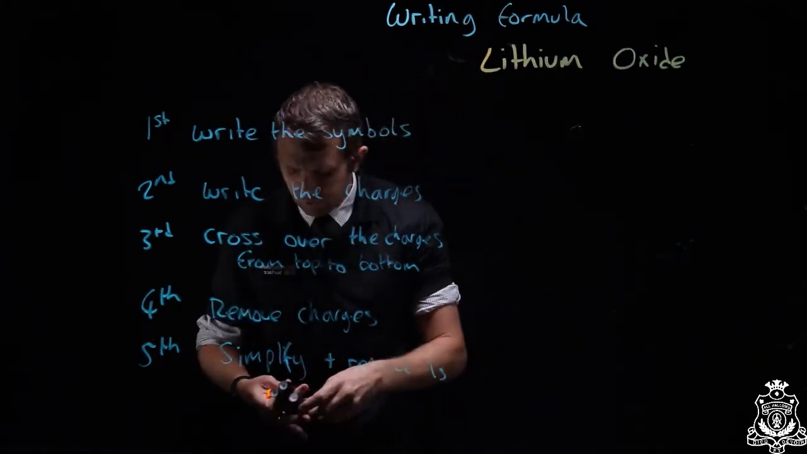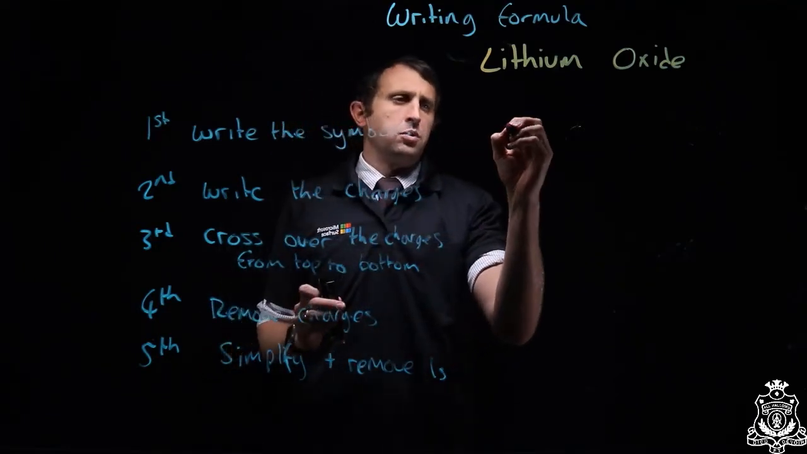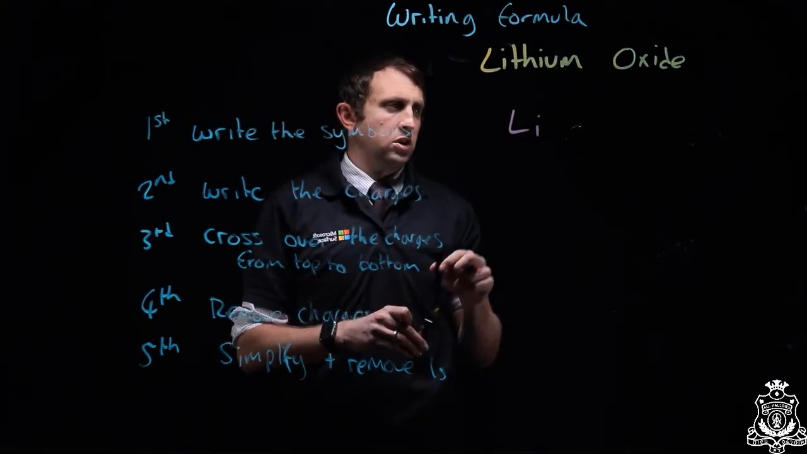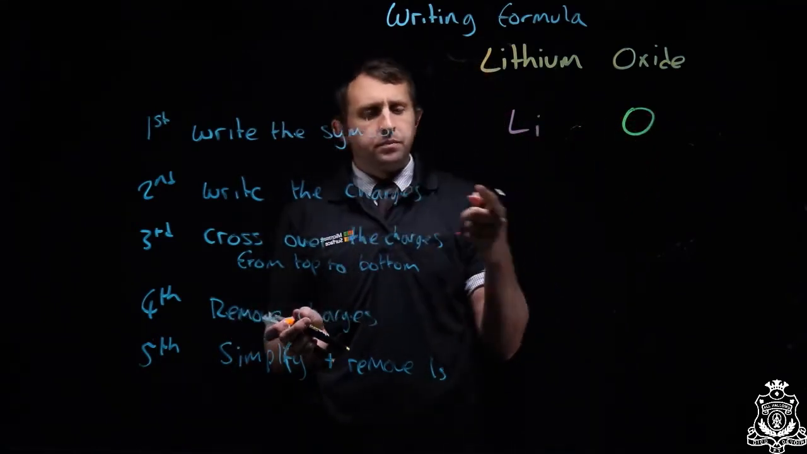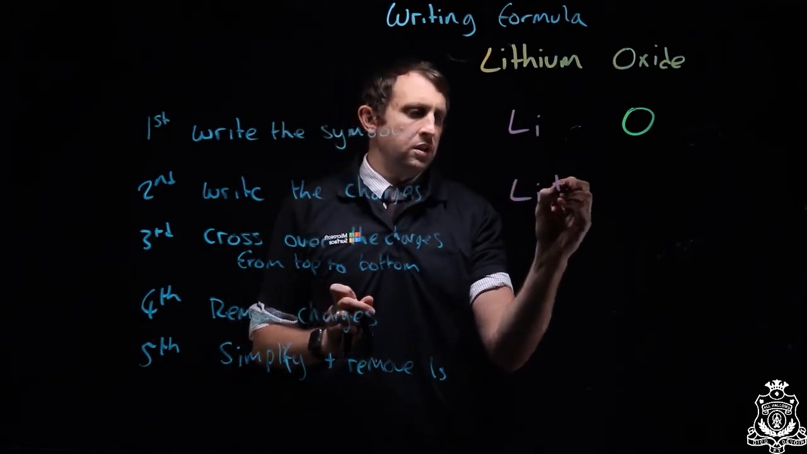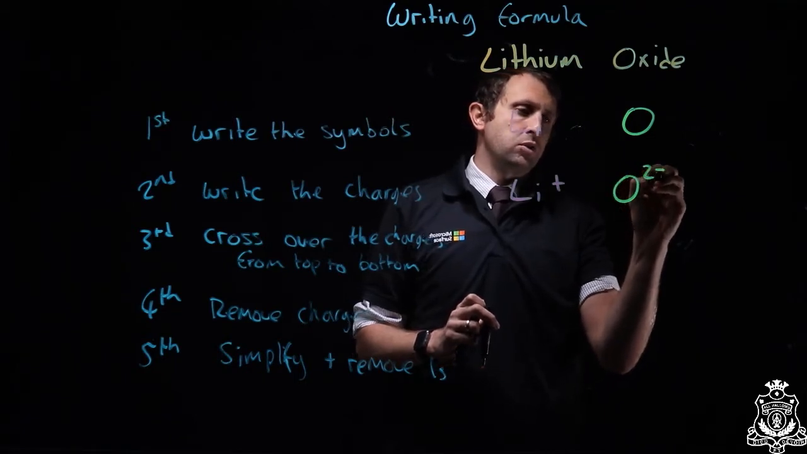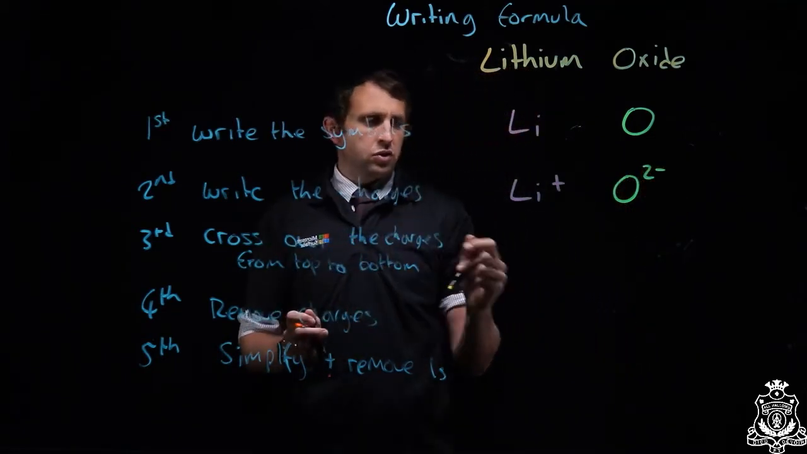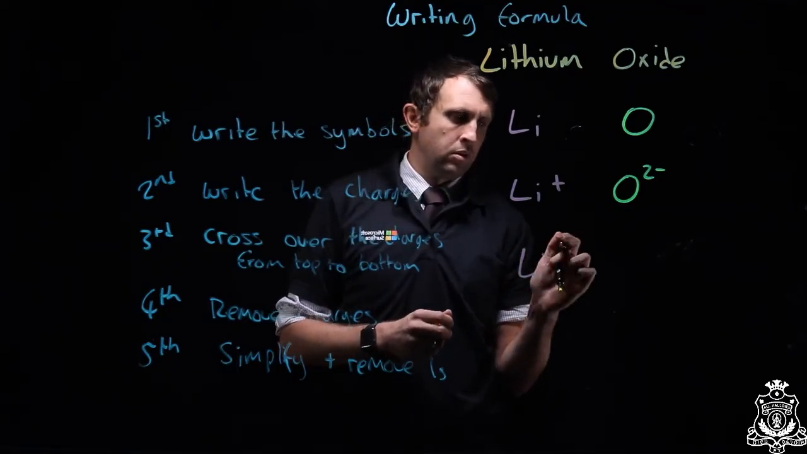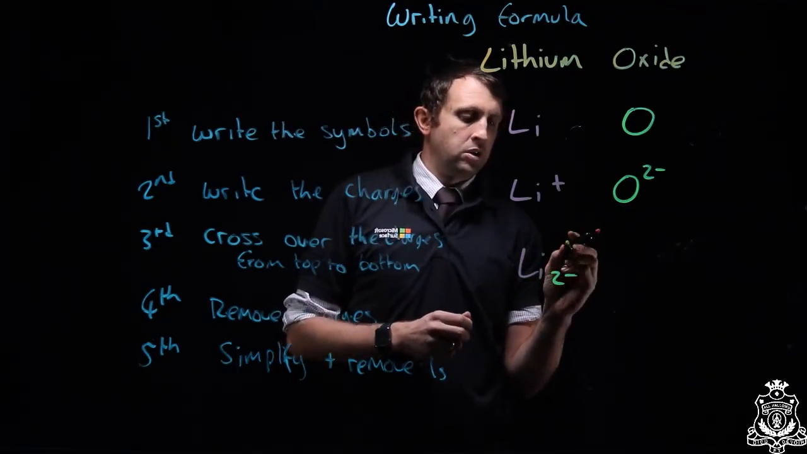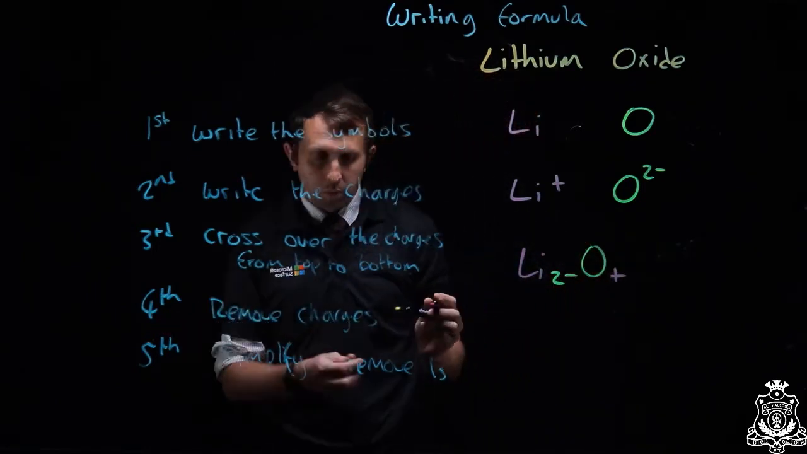Alright, so lithium is group 1. Okay, so 1 electron in its outer shell. So we're going to write the symbols. Lithium and oxygen is O. Lithium is +1, as I said. Oxygen, group 6, 6 outer electrons, gains 2, becomes O2 minus. Let's cross over the charges from top to bottom. So that becomes 2 minus. Oxygen, we go plus.